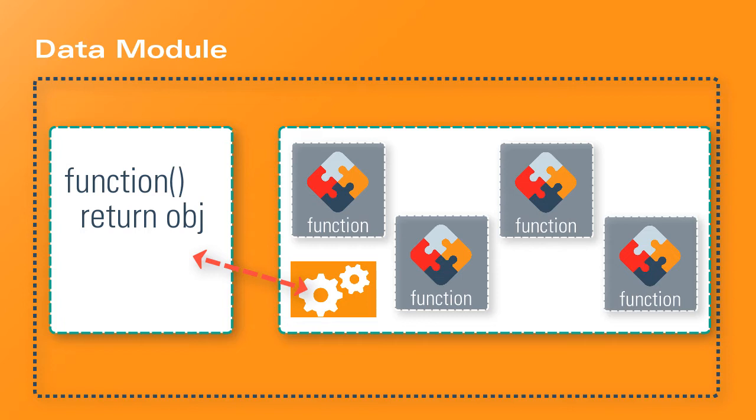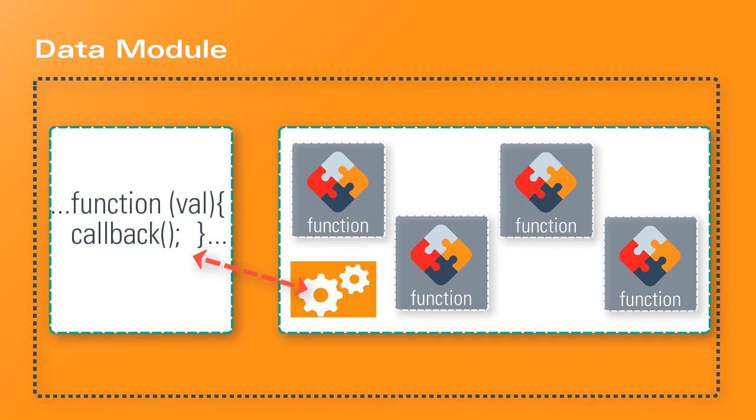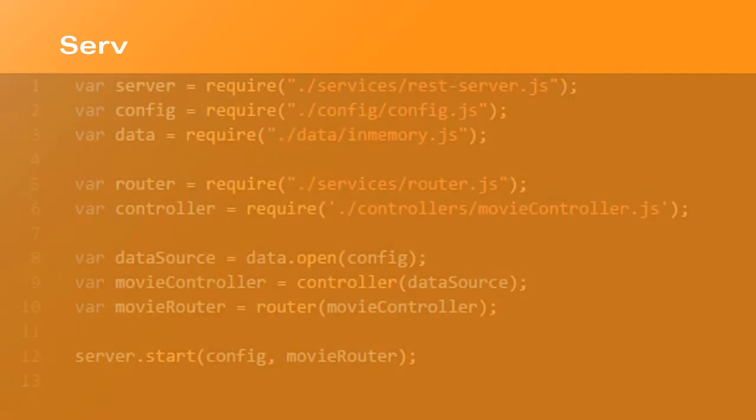Also, since the database uses non-blocking input-output, instead of having the functions return the values from the database, I need to require a callback function as a parameter, and then when I have the data, call the function with the data. To demonstrate this, I already modified the in-memory, movie controller, and server.js file to use this new architecture.